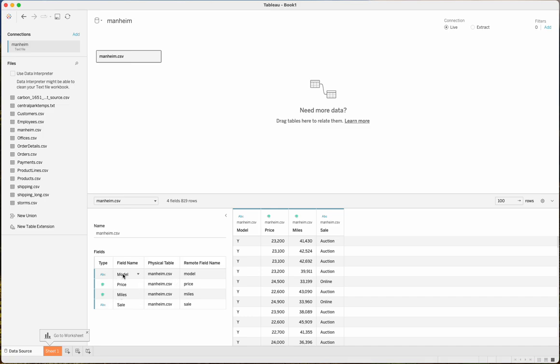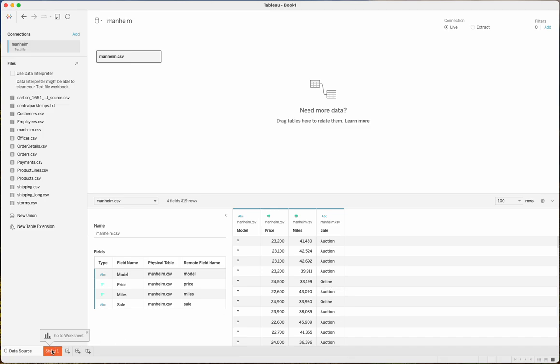It has a couple of different columns: model, price, miles, and sale. We have the first 100 rows shown out of 819 different rows. This is a pretty simple data set. It is about a company that's trying to analyze its sales data, trying to make a determination about how to sell cars. There are different models of cars, X, Y, and Z, the price at which the car was sold, the mileage on the car when it was sold, and how the car was sold, whether at auction or online.